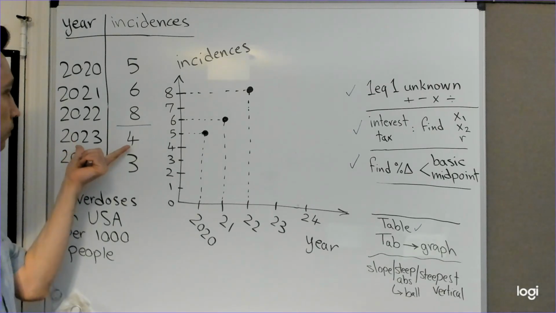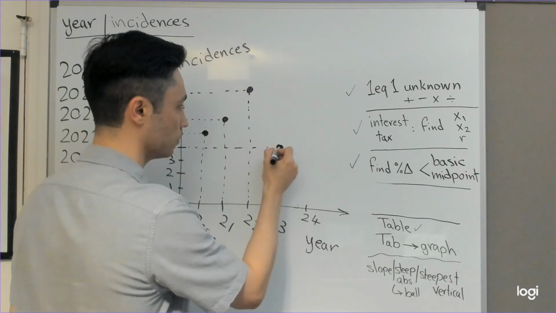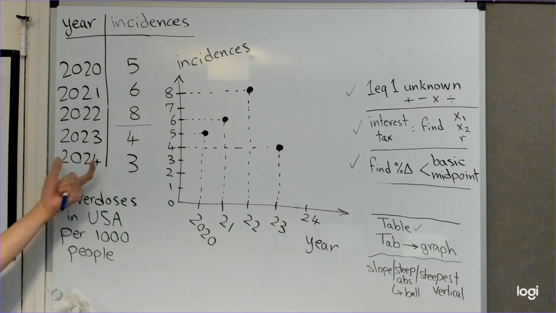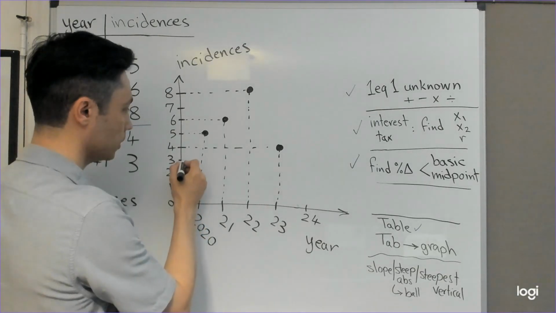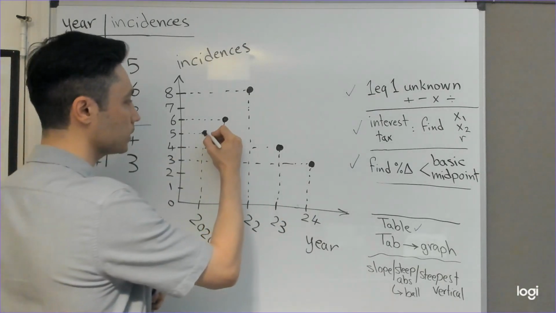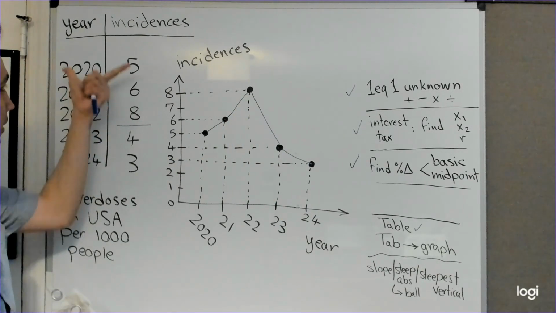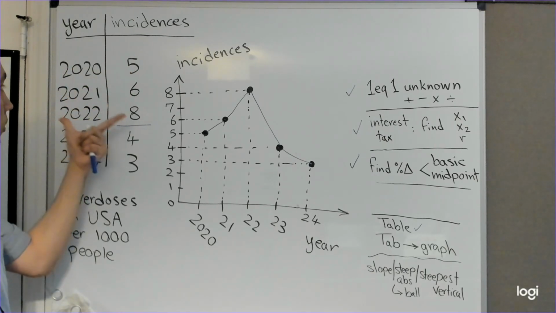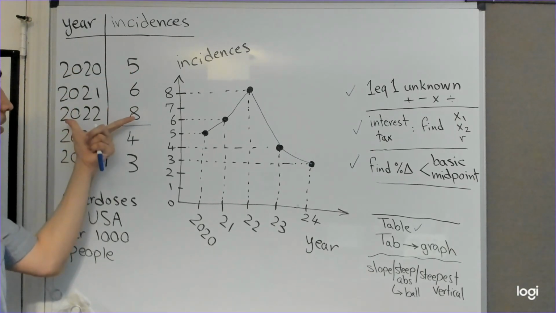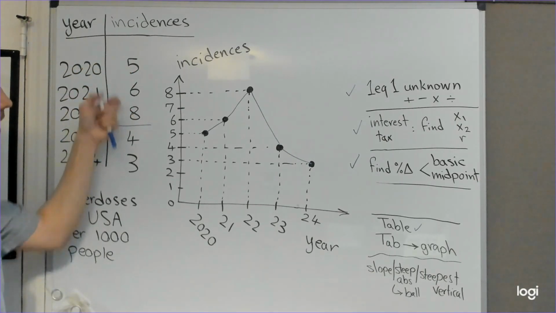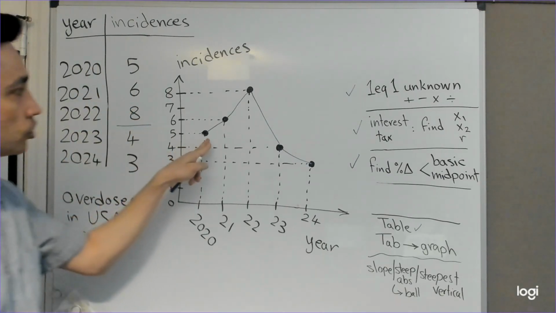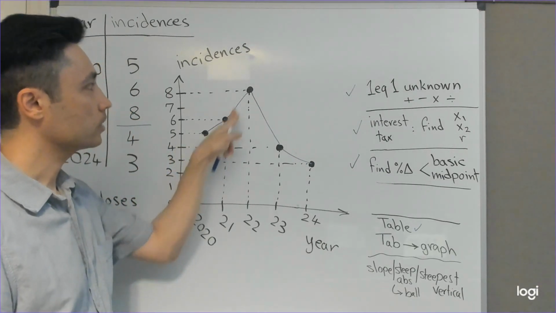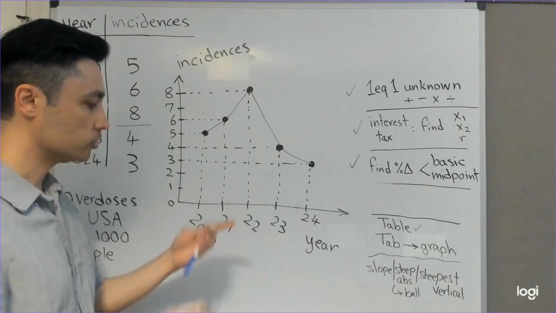In 2023, the number is 4. This is another point. In 2024, the number is 3. Now, you can connect them. In the first 3 years, 2020, 2021, 2022, you have an increase in the number of incidences. And the increase in the incidences is shown by the climbing trend that we have here. The line is going up.